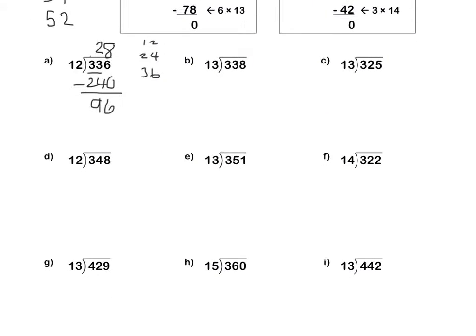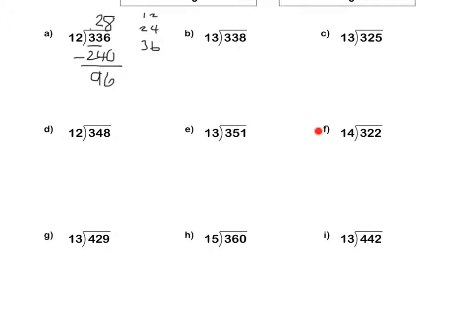Next, let's complete question F together. Now we're dividing by 14. So our multiples of 14 are 14, 28. Then 28 plus another 14 is 42. I'm going to stop there because we only have 32 there. 14 can't fit into 3. The biggest number of times that 14 can fit into 32 is twice.